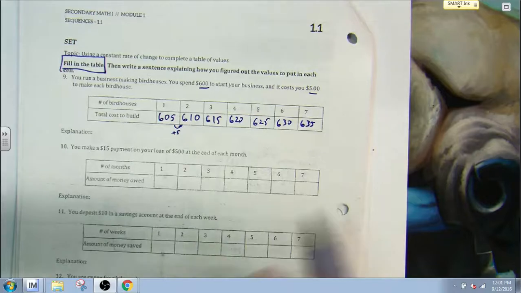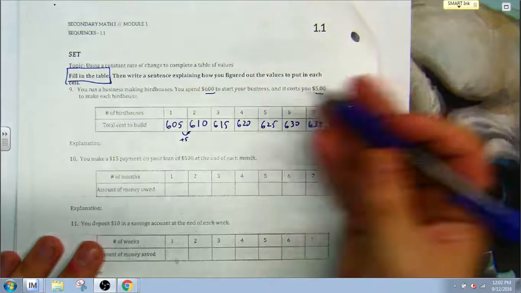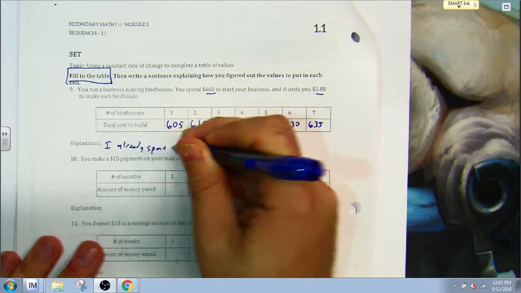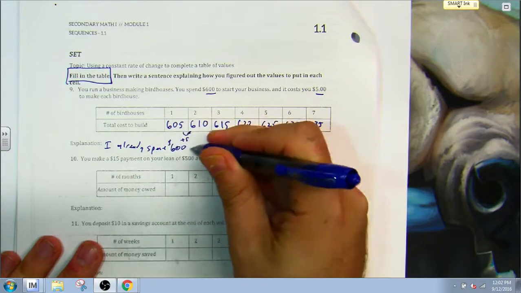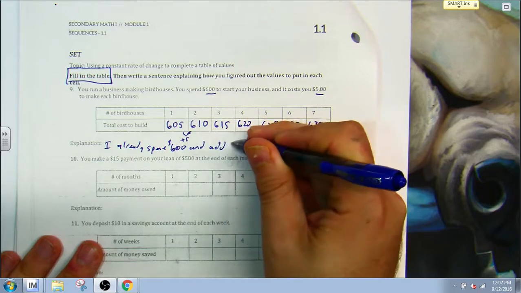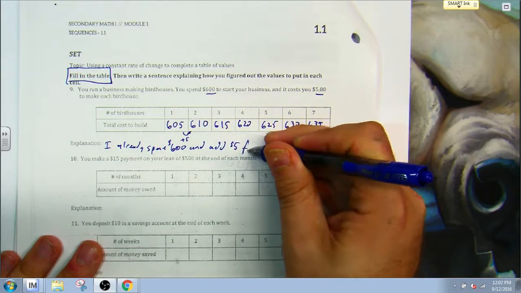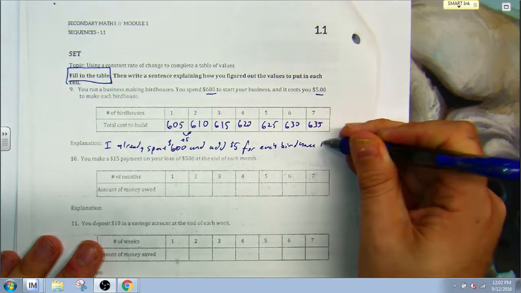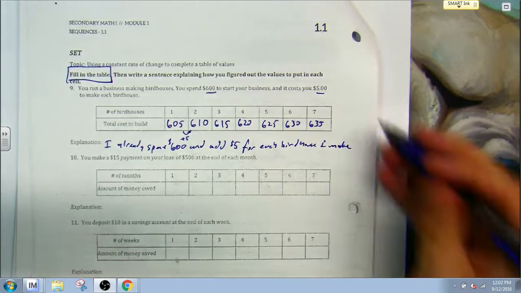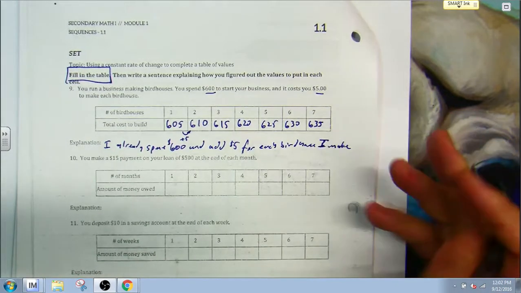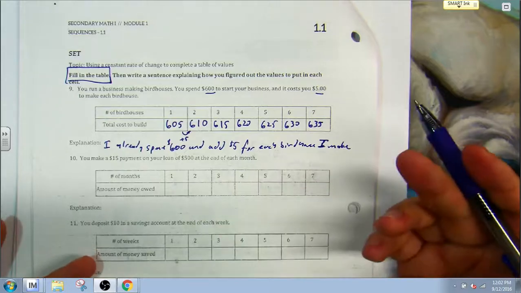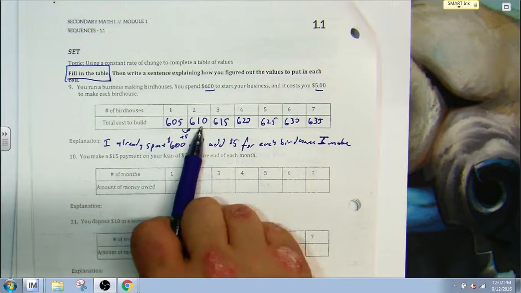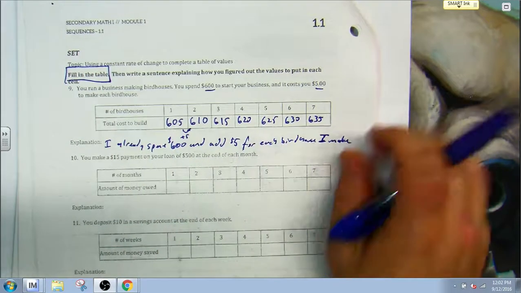When I think about how I'm going to explain this, I think about it like this. I already spent $600 and add 5 for each birdhouse I make. Okay. And forgive my sloppy handwriting here. But that's how we're going to do it. Each time we're going to add 5. For each birdhouse, we add $5. And that's how we get this pattern. We add 5, we add 5, we add 5, we add 5.